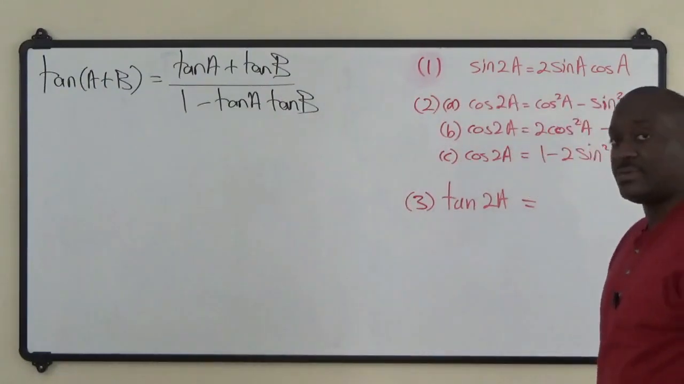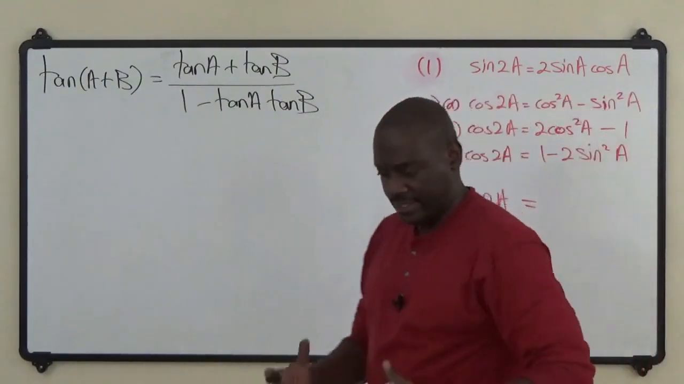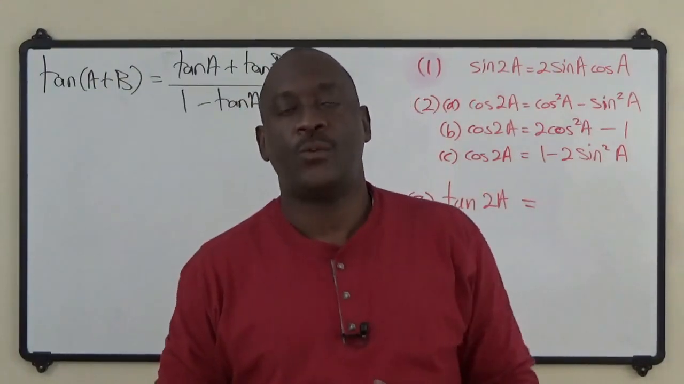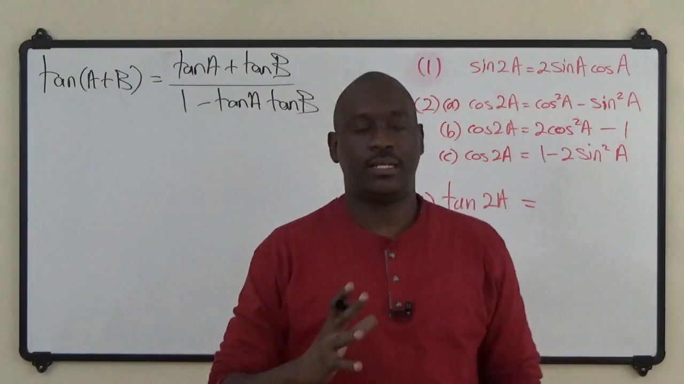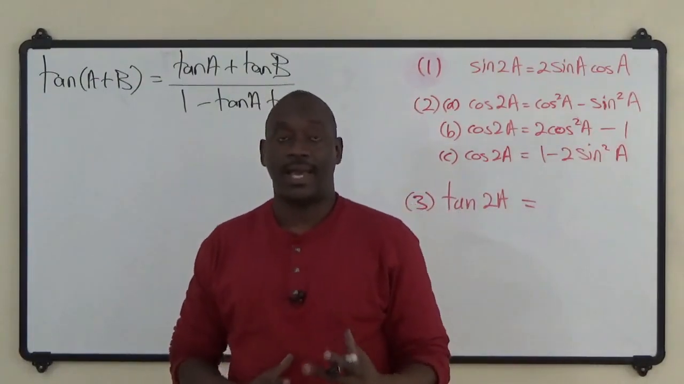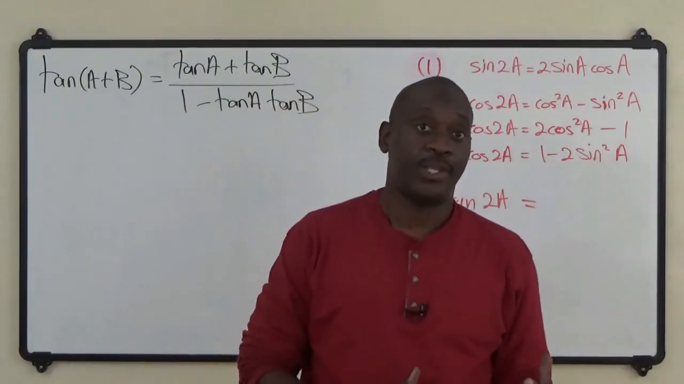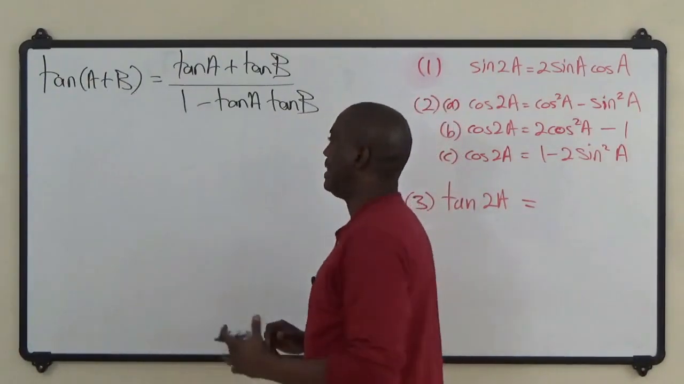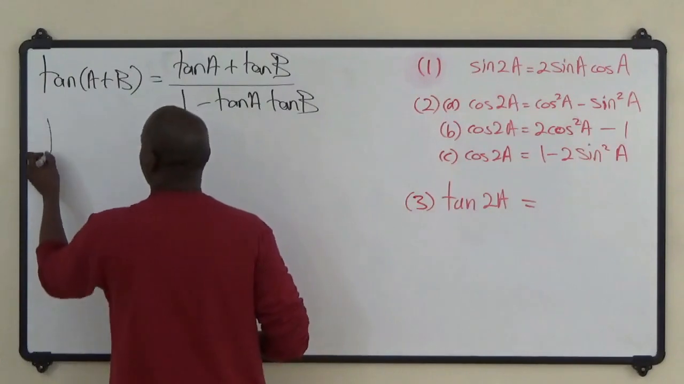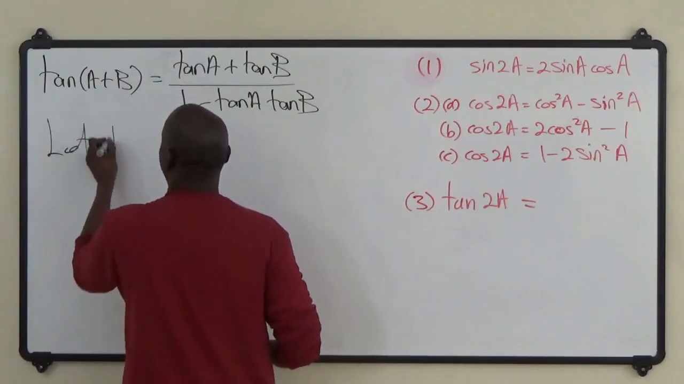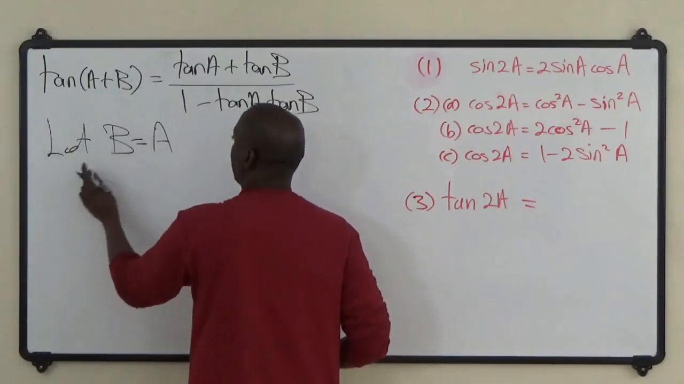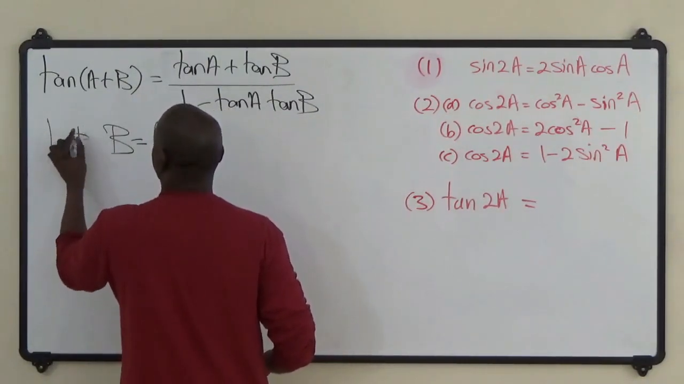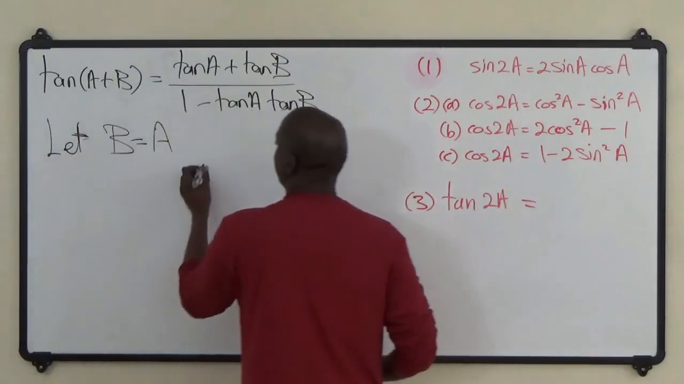So, just as we did in the case of sine 2A and cosine 2A, we're going to express tan 2A as tan of A plus A, which we can get by making B equal to A. So of course, we say let B equal A. So let B is equal to A.